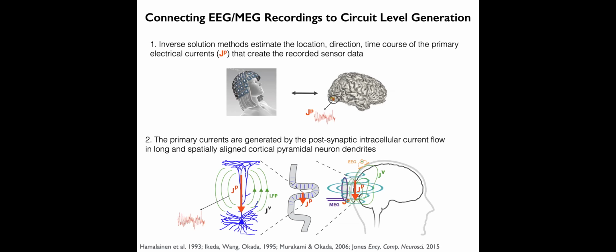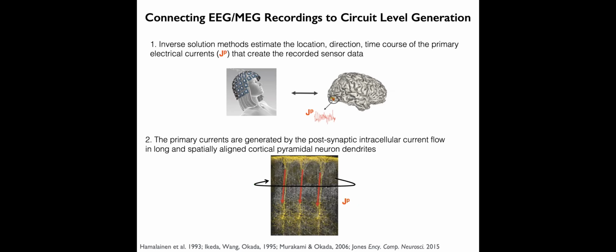These primary currents are known to be generated by the postsynaptic intracellular current flow in these long and spatially aligned cortical pyramidal neuron dendrites. Essentially, the length of these and their parallel alignment creates a net big electrical current that creates an electrical and a magnetic field that can be recorded outside of the head with our EEG and MEG.